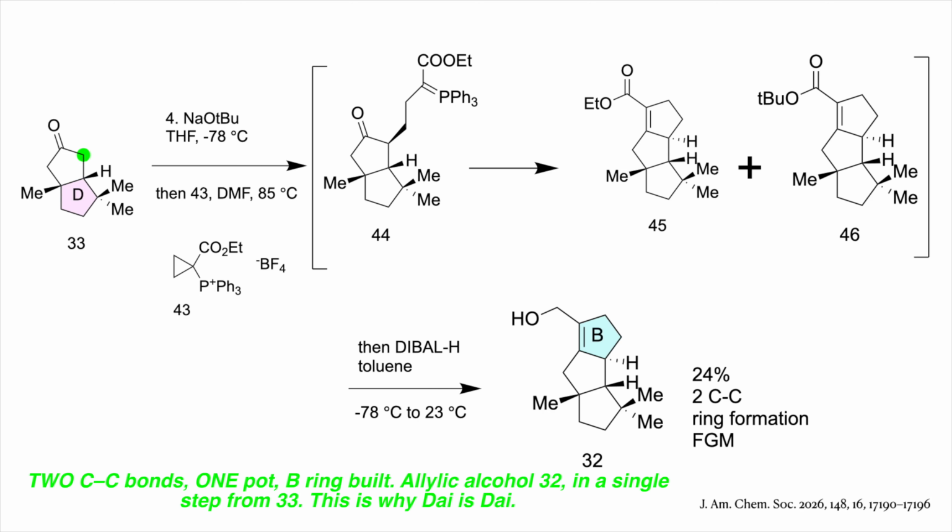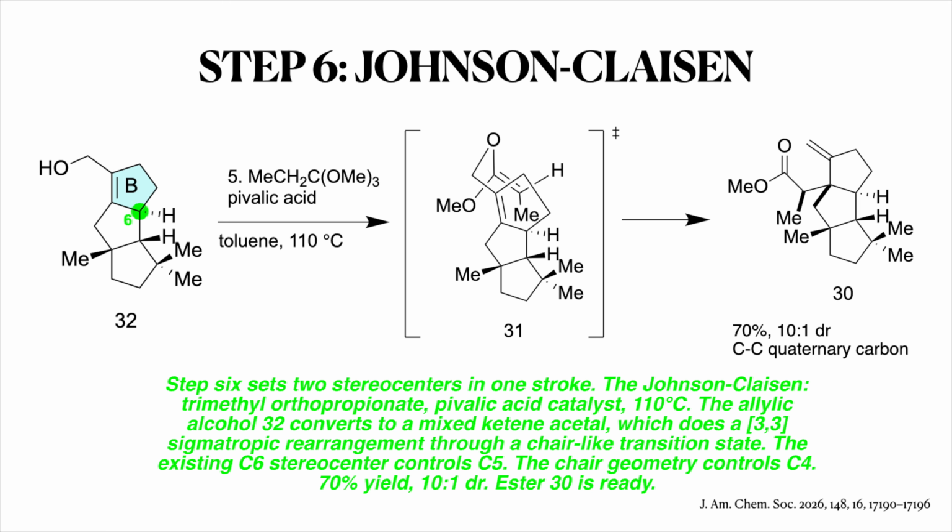Allylic alcohol 32 in a single step from 33. This is why Dai is Dai. Step 6 sets 2 stereocenters in 1 stroke. The Johnson-Claisen: trimethyl orthopropionate, pivalic acid catalyst, 110 degrees Celsius. The allylic alcohol 32 converts to a mixed ketene acetal, which does a 3,3-sigmatropic rearrangement through a chair-like transition state. The existing carbon-6 stereocenter controls carbon-5. The chair geometry controls carbon-4. 70% yield, 10 to 1 dr.